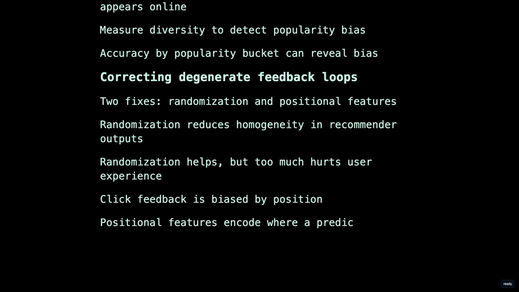One way to handle that bias is to feed the position into the model as a feature. Then the model can learn that being shown first affects the chance of a click, rather than treating every click as if it reflected quality alone.